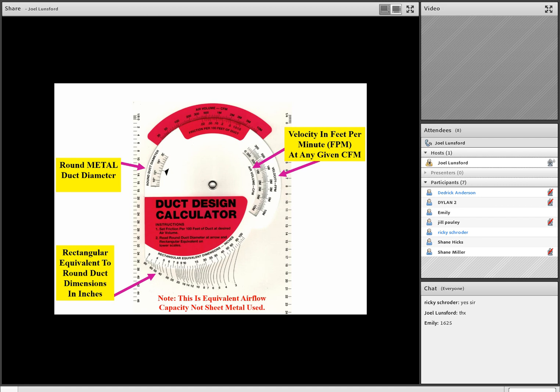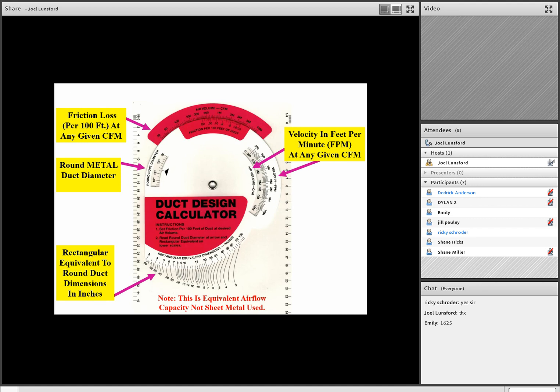Okay, well, the final component we're going to look at on the duct calculator is what we call friction loss per 100 feet. And the friction loss per 100 feet will always give us the capability of finding out how much static pressure that duct system will build up against our fan based on the friction loss of that ductwork.